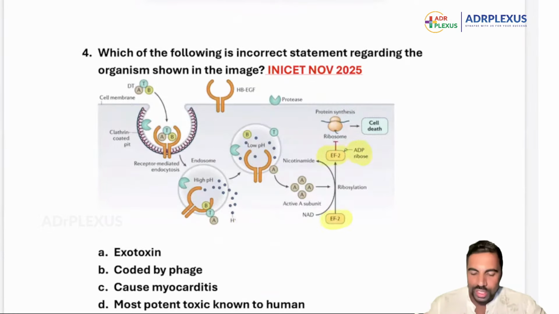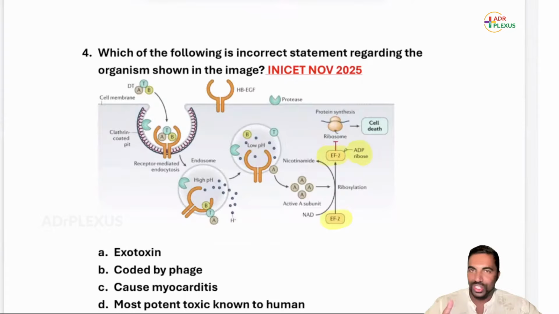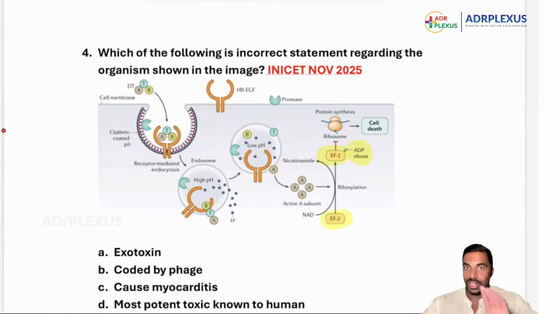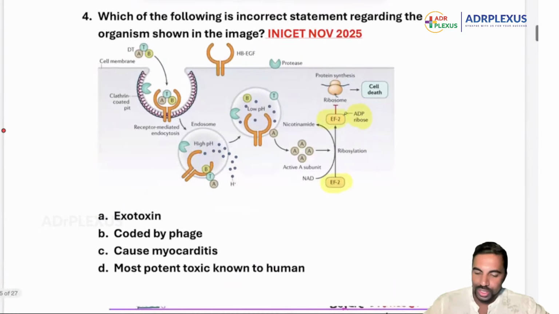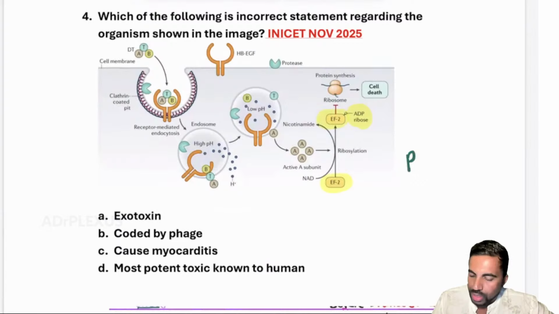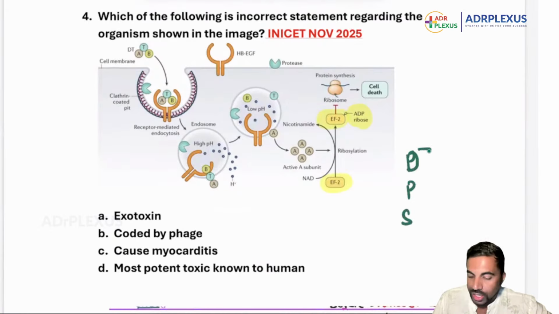We discussed it many times in general topics also. In general, as I told, the culture toxin is very important. You will always have a question, and exactly that is what they have asked here, right? That is what EF2 means itself. You know, only 2 bacteria can do this. What are they? One is your Pseudomonas. If you remember, the shortcut I told was DPS, decreased protein synthesis. D is diphtheria, P for Pseudomonas. Their mechanism is to inhibit the EF2 factor.